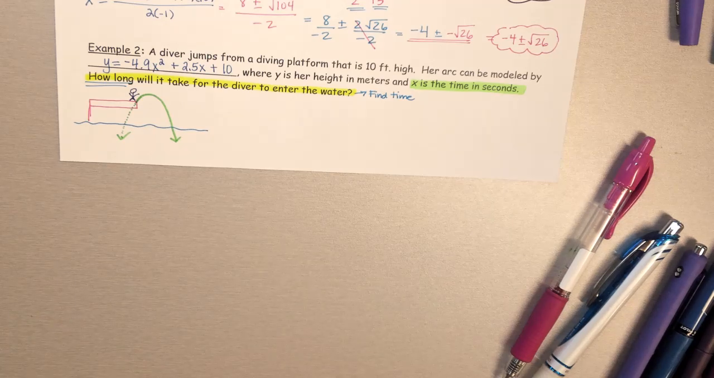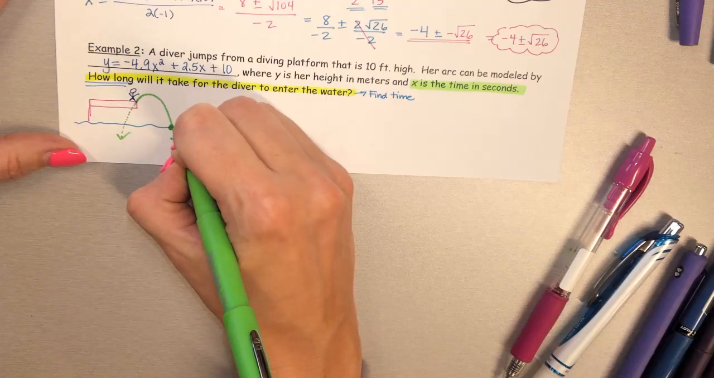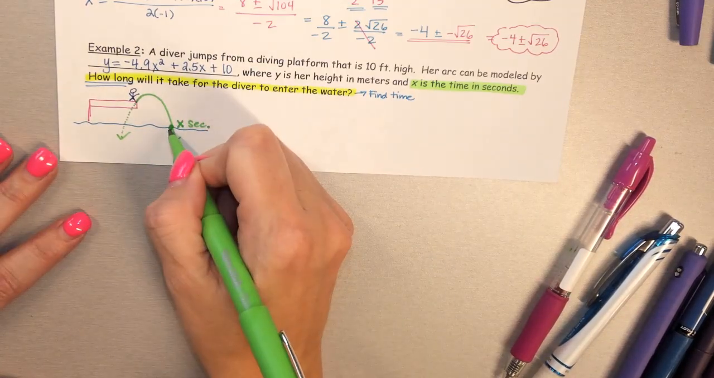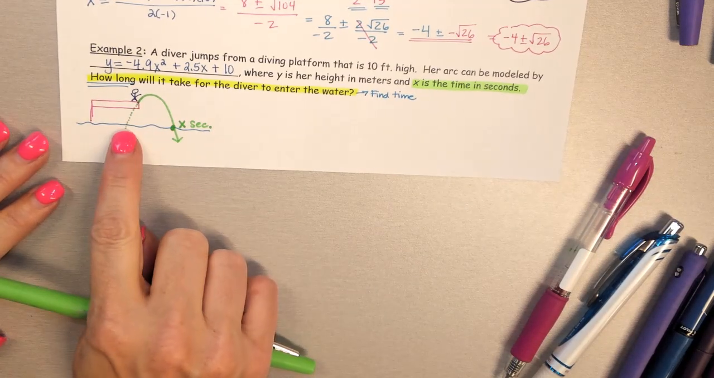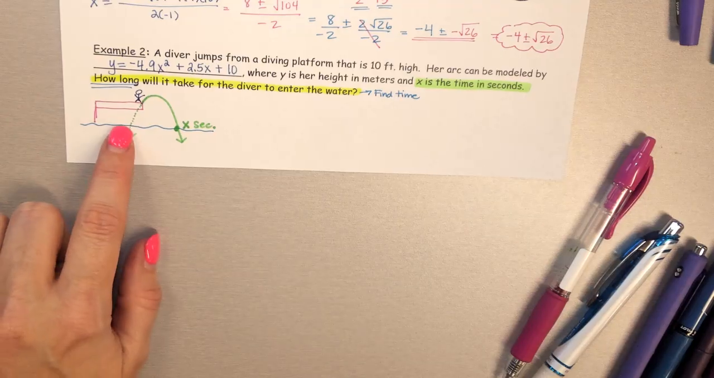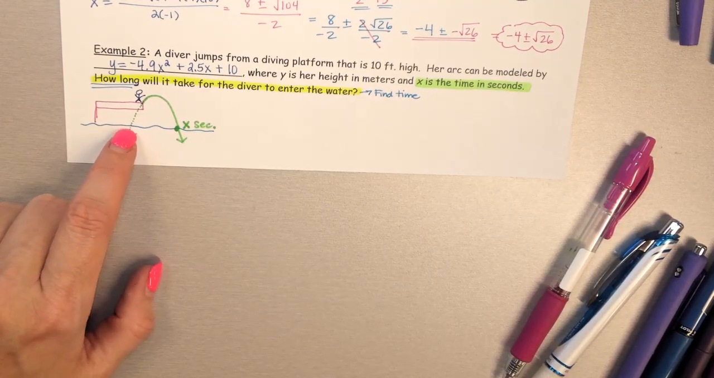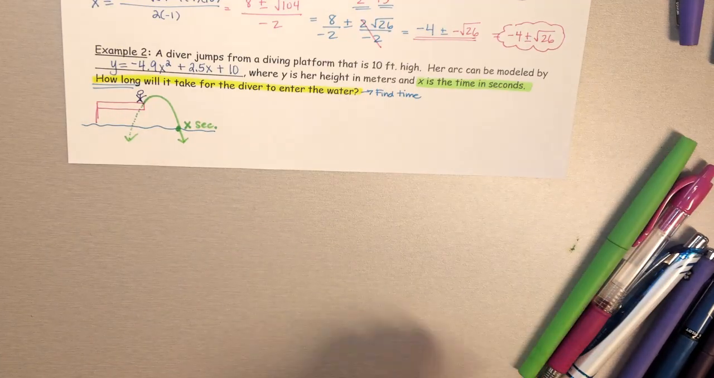Okay, so you're trying to find the time in seconds for them to hit the water. You are going to try to find that value. This value is also going to be present, and we're going to find that value as well. But we're going to see why we have to reject that answer.